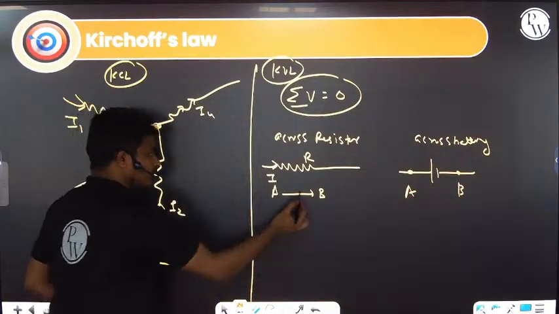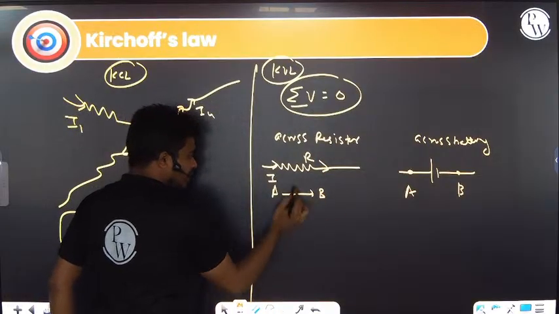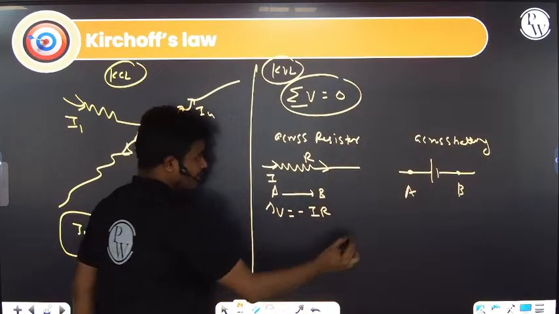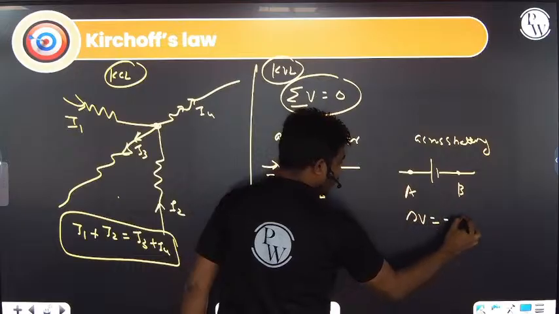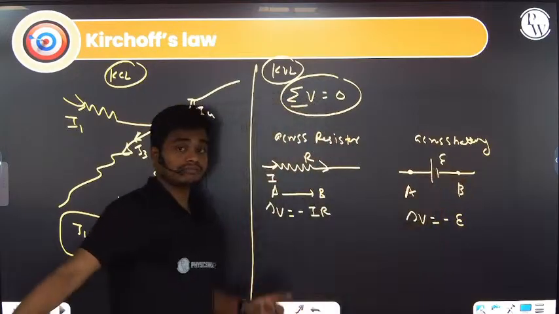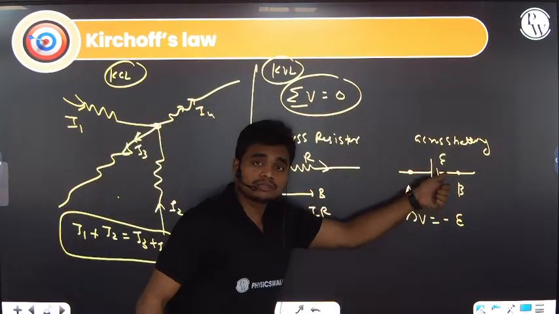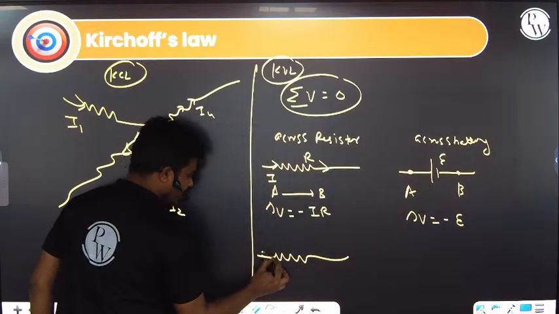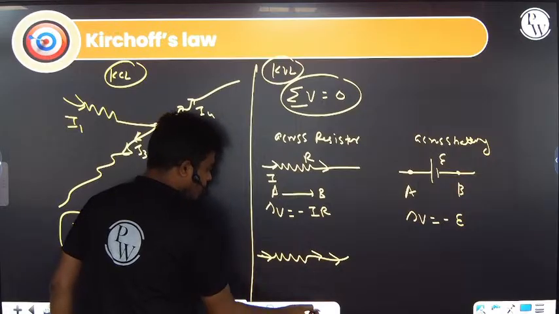for the resistor, if I am moving across in the direction of the current, then delta V I will be writing here as minus I into R. And across the battery, again delta V will be minus E. What is E? E is the EMF of the battery, if you are moving from the positive of the battery to the negative of the battery.